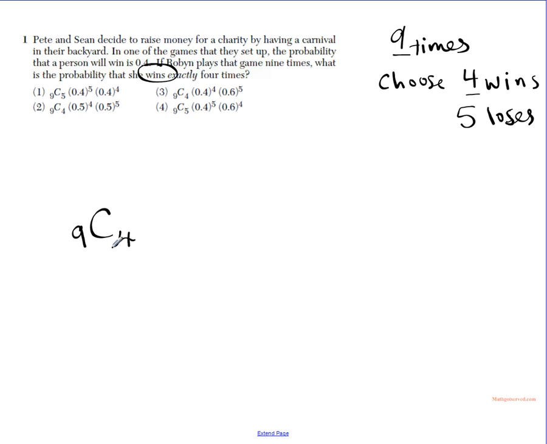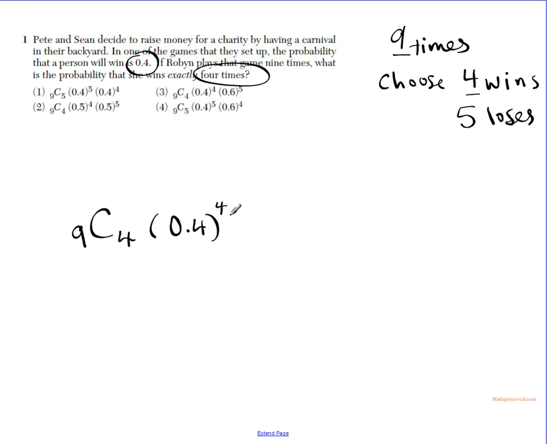Now we're going to do the other part of the binomial theorem by using wins and losses. The probability of winning is 0.4, right? And how many times does she want to win? Exactly 4 times. So we're going to multiply this by the probability of winning, 0.4, raised to the number of times she wants that, which is 4. So 0.4 to the fourth power.